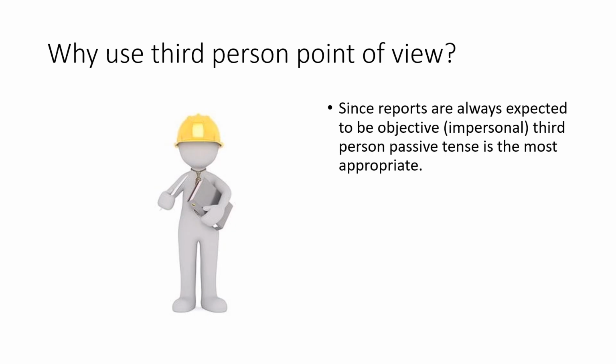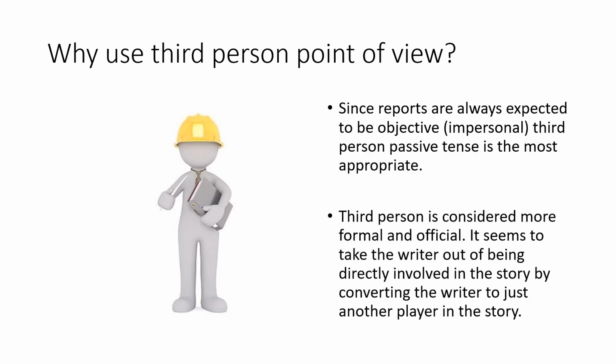Because reports are always expected to be objective and impersonal. And the third person passive tense is going to give us probably the most appropriate way to convey that information. So we're trying to be objective and impersonal. We're not trying to be involved. We're trying to just relay information. So that's why we do it in the third person.